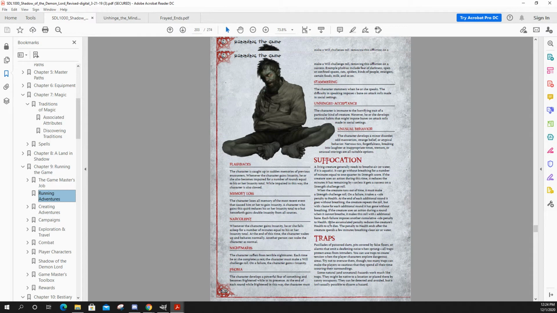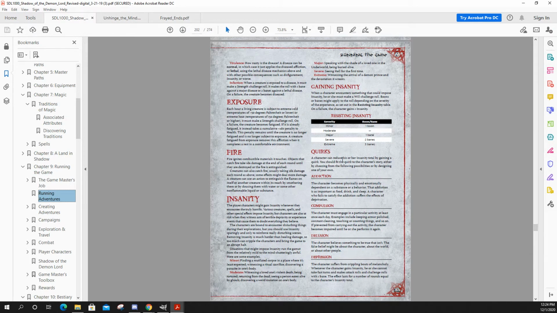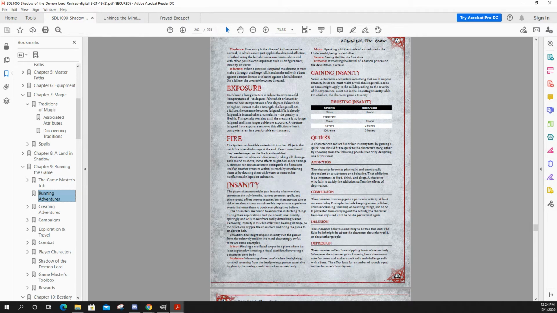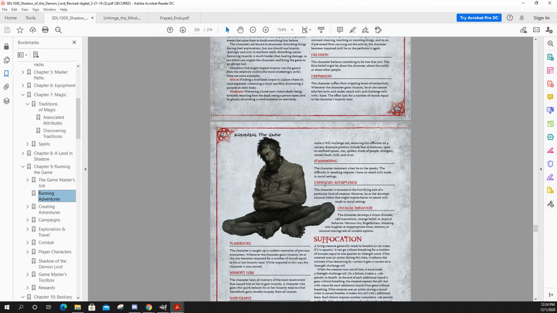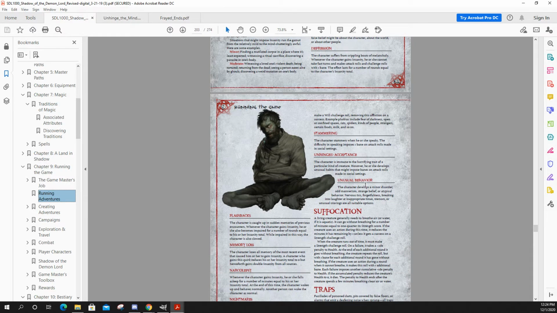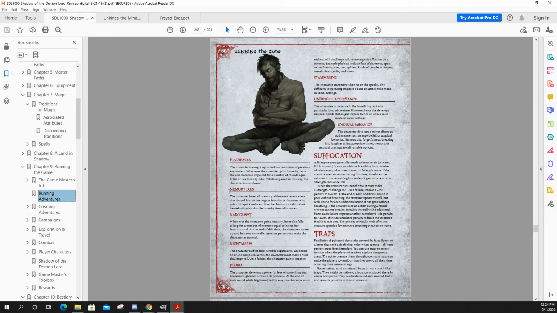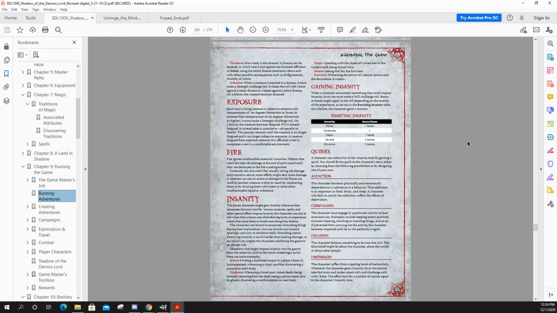Here we go. Okay, so it gives you the categories of quirks that you might be able to get. But it does state that you should work with your GM to gain a quirk that makes sense. So the different types would be an addiction quirk or compulsion quirk, delusion quirk, depression quirk, stammering quirk, unhinged acceptance quirk, or unusual behavior quirk. There's more: flashbacks, memory loss, narcolepsy, nightmares, and phobia. So that's what's suggested in the core rulebook.